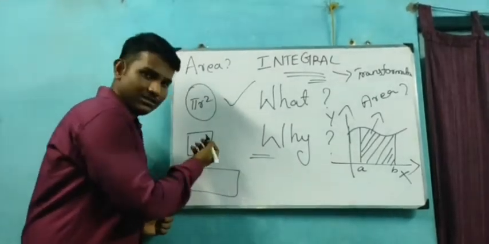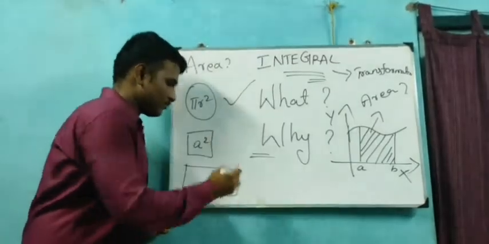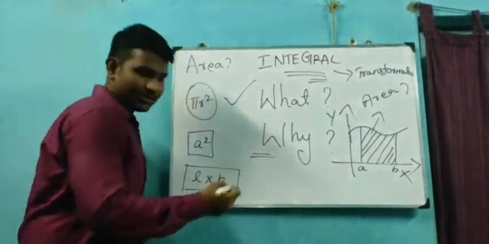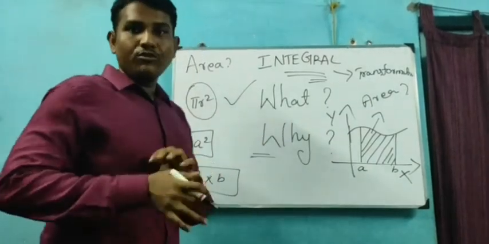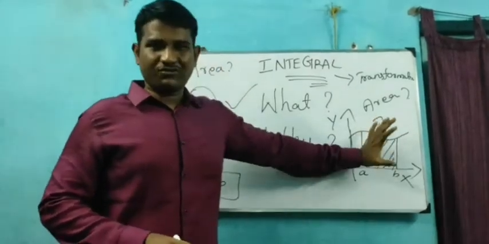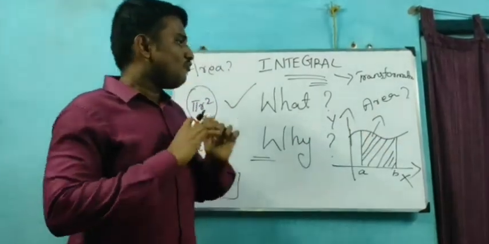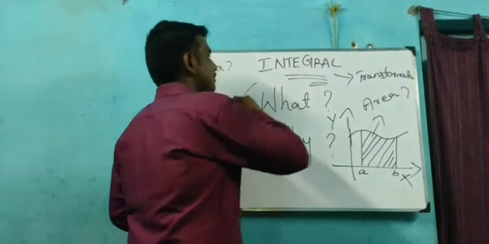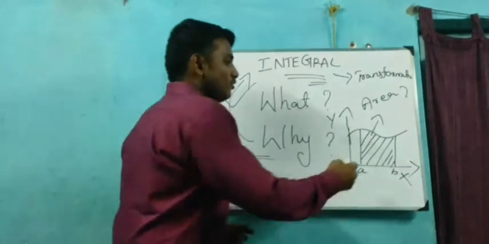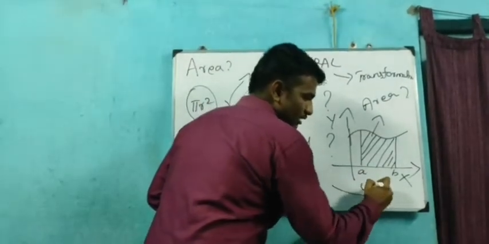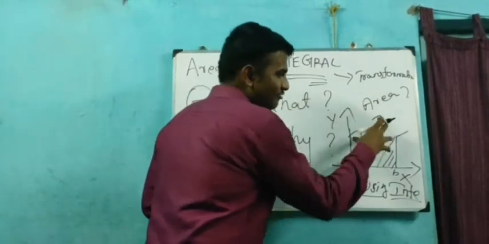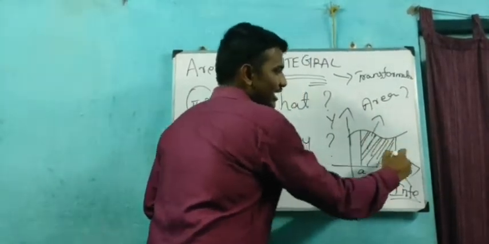What is the area of a square? Yes, tell me. Yeah, a square. What is the area of a rectangle? Length into breadth. Yes, correct. Some of you are telling correctly. So this is the area formula. But we don't know what this shape is, so for that only, some mathematicians derived integration. Using integration, we can easily find the area of this shaded region.